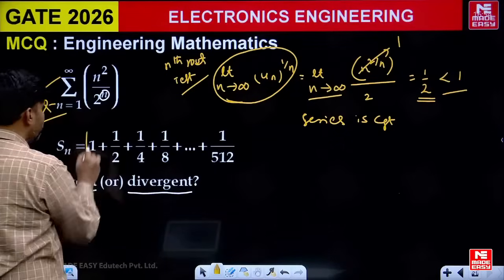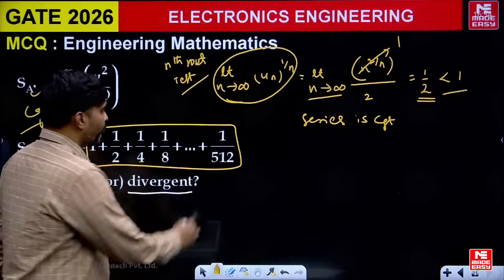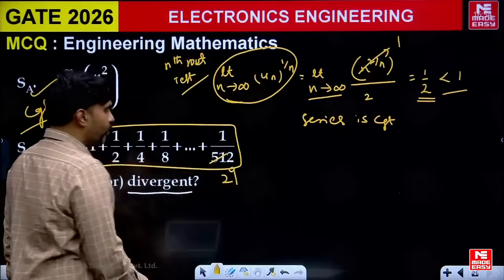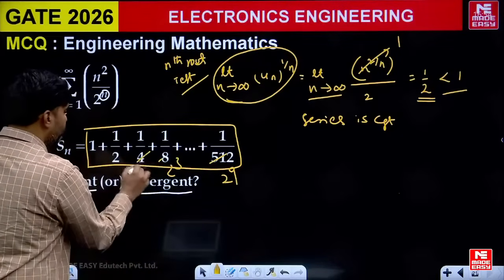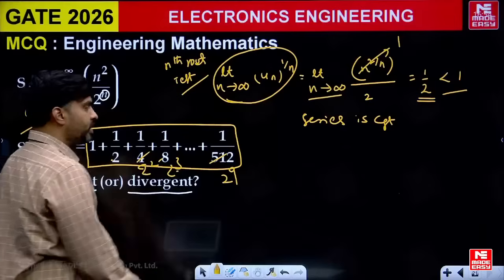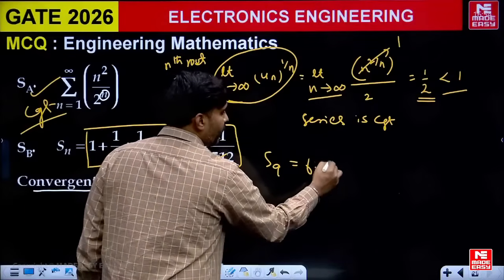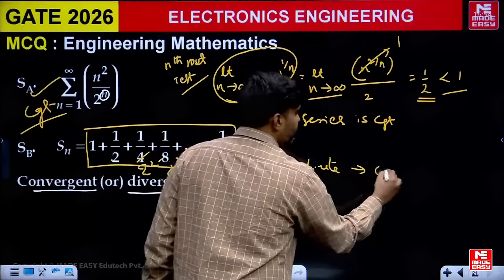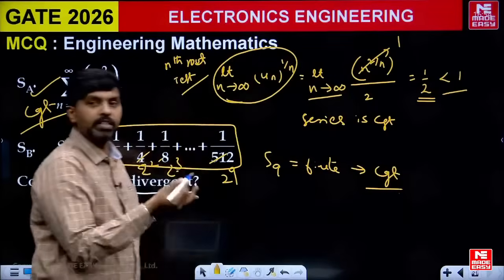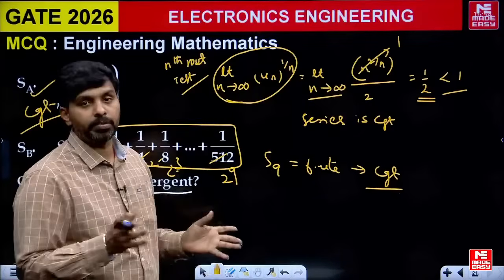And the other one is a geometric progression, and it goes up to 512. So 512 can be understood as 2 power 9, this is 2 cube, this is 2 square. So it is something like S9. S9 is some finite value, which means this is convergent, right? Yes. So this series is absolutely convergent. So both the series are convergent for this one.